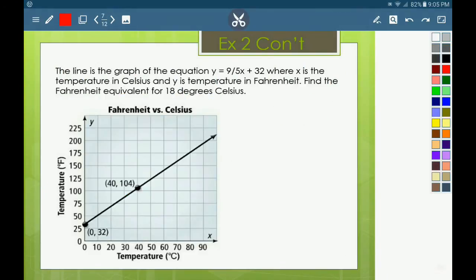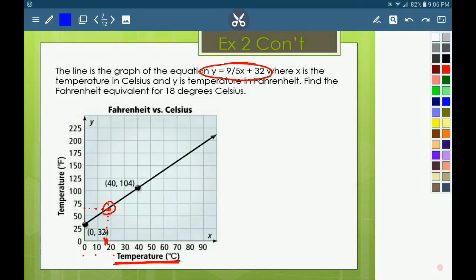Seems like we have more to do because it does say move on to the next screen, so let's see what else they're going to ask us. It says the line is the graph of the equation y equals 9/5 x plus 32. Hey, that's the equation that we just created, where x is the temperature in Celsius and y is the temperature in Fahrenheit. Find the Fahrenheit equivalent for 18 degrees Celsius. Okay, now I can't see 18 on this grid because they're not counting by ones. So 18 is going to be about right there, and if we look up to the line, I can't really tell where that point is because it's not on an integer value. We could guess maybe 73, 74, but we're not going to guess. We need to be accurate.